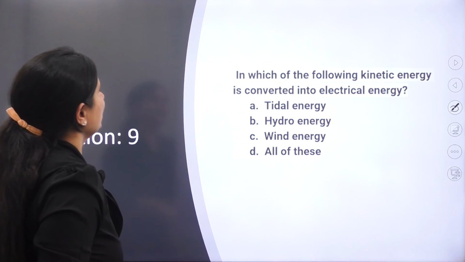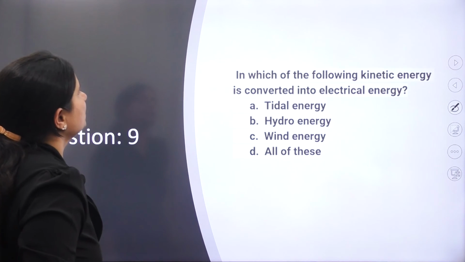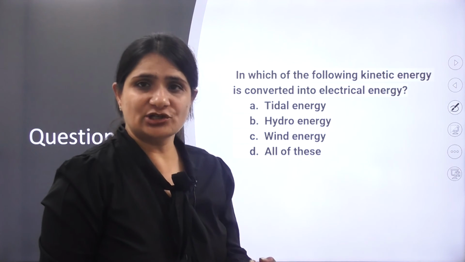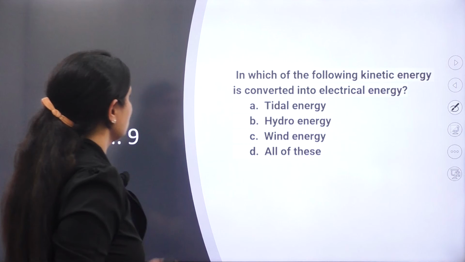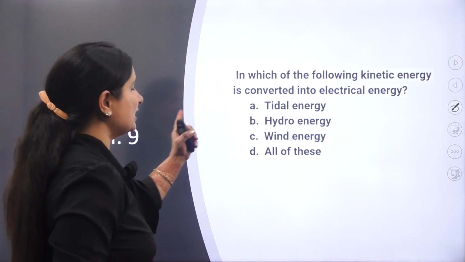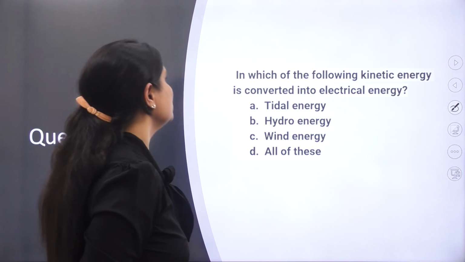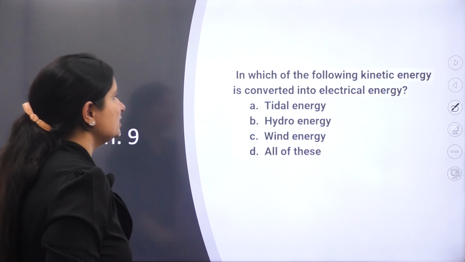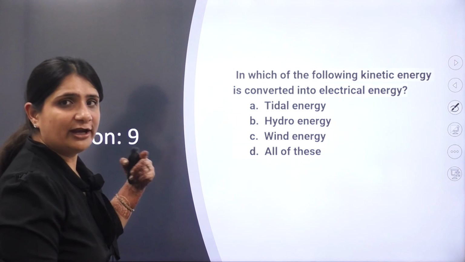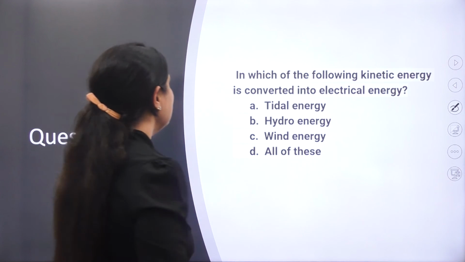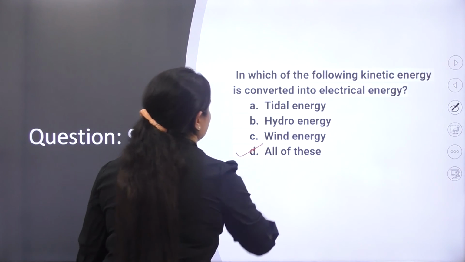In which of the following is kinetic energy converted to electrical energy? Where we change kinetic energy into electrical energy. So tidal energy, again here the moving water of the tides changes kinetic energy into electrical energy. Hydro energy is also the same. And then there is wind energy. The kinetic energy of wind or moving air is used to produce electricity. So option D, that is all of these, is the right answer.